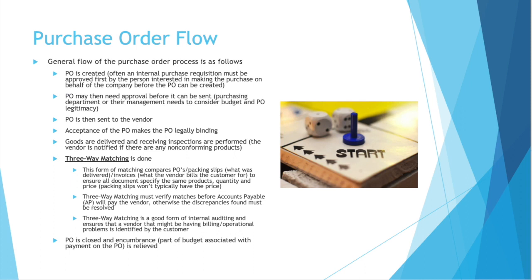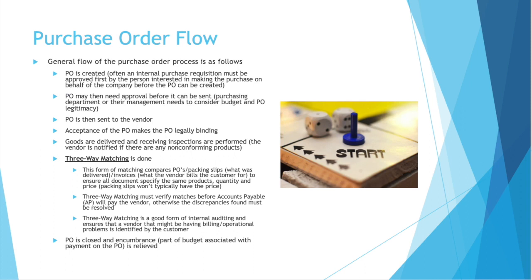Then, based upon the date specified in the PO, goods are delivered and receiving inspections are performed. The vendor will be notified if there are any non-conforming products. Then a process called three-way matching is done, and this is a really good process for quality management systems in addition to purchasing. This form of matching compares the purchase orders, the packing slips, and the invoices. So you are comparing commercial documents for what the buyer thought they were buying, what was actually delivered, so what showed up at the dock, and what the vendor billed for.